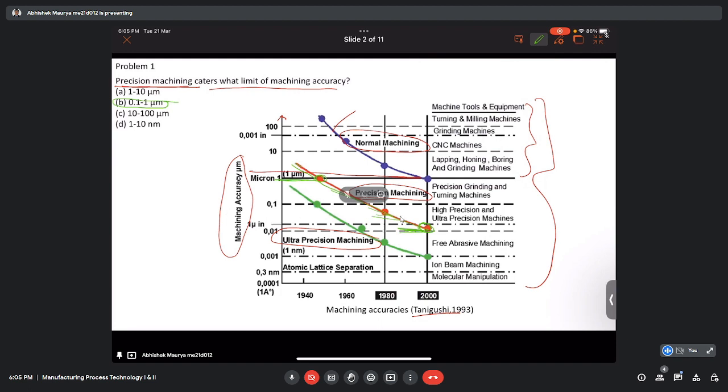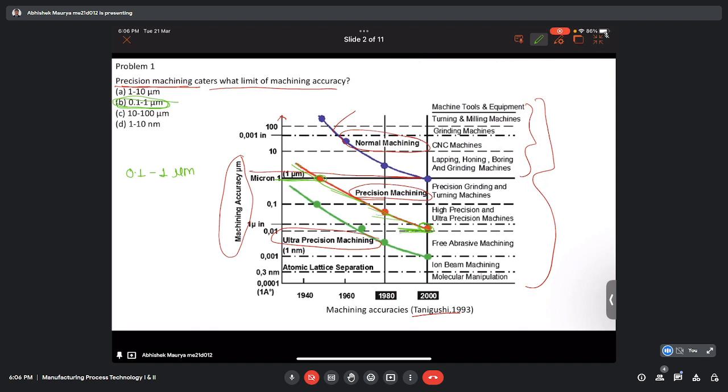So any of you have a doubt? Is it clear? If any of you have a doubt, please feel free to ask me. Yes. So basically, what does it mean when we say the accuracy of the machining in precision machining is 0.1 to 1 micrometer? What does it mean?